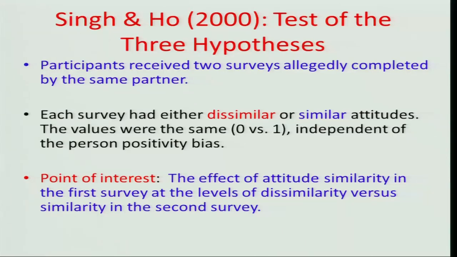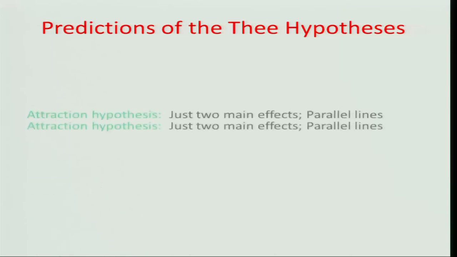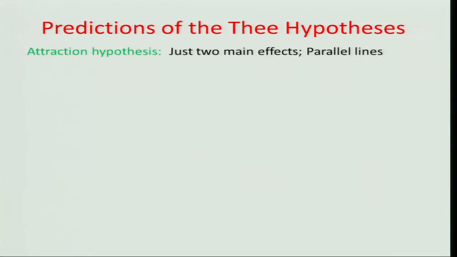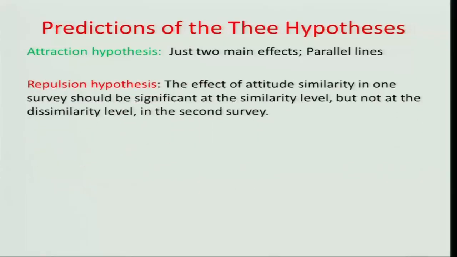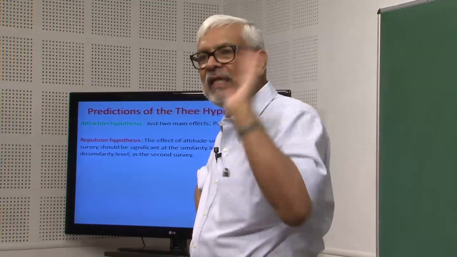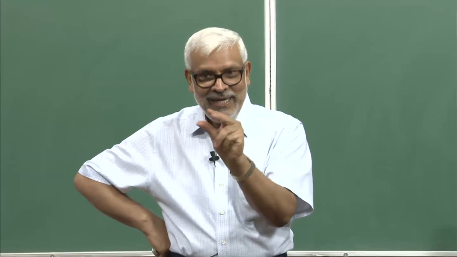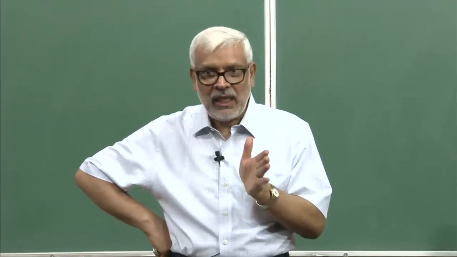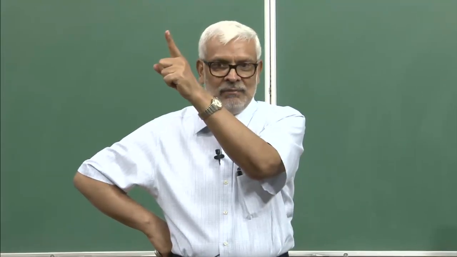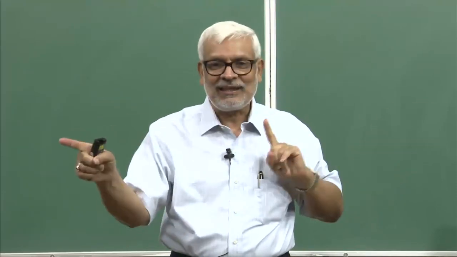That became the point of interest: is the effect of attitude similarity in the first survey dependent upon the level of the second survey? We generated 3 hypotheses. The first hypothesis comes from Byrne, who said there should be just two main effects, because similar and dissimilar have equal and opposite effects: two parallel lines. The second, Rosenbaum's hypothesis, is that only dissimilar attitudes lead to repulsion. As long as somebody disagrees with you, you would reject him. So in the 2x2 there is only one condition where you have similarity on both A and B; in the other conditions we have both dissimilar or half similar. Those three means should be equivalent, and one mean should be significantly greater than the other three.